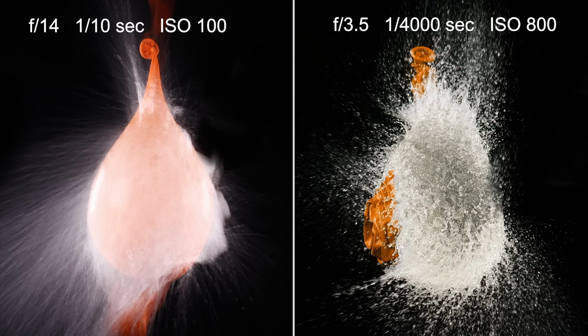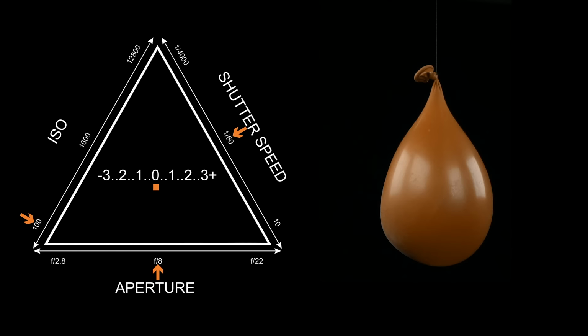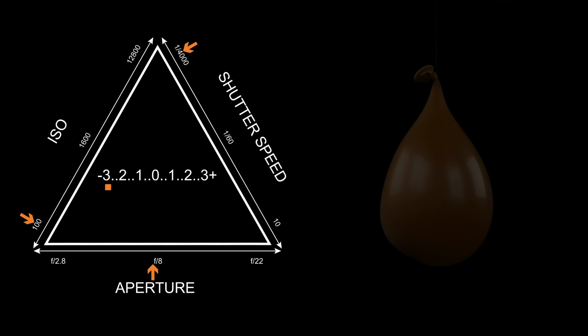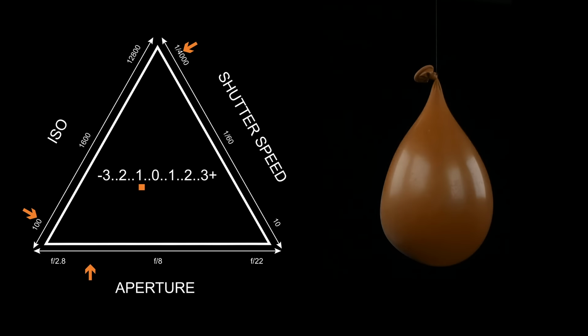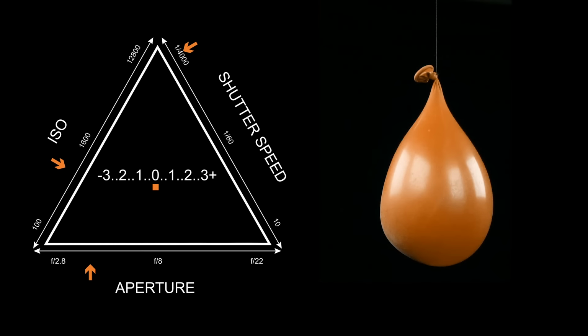Comparing both images, you can see that with different settings, the exposure is still the same, yet the style of the image is different. This example demonstrates that if you adjust exposure with shutter speed, you will have to change either aperture or ISO to create a balanced exposure.